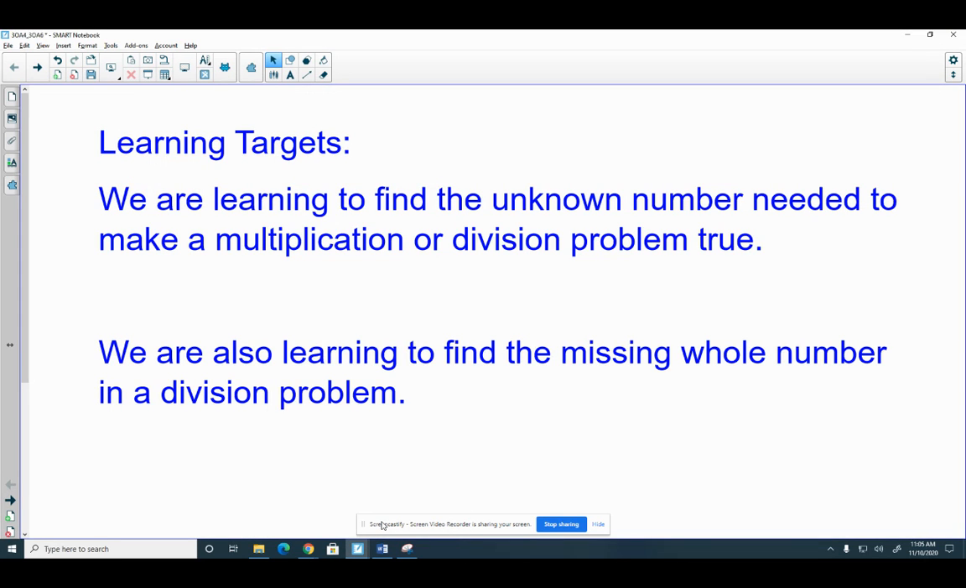Today's lesson is starting a new skill. It's actually two that we're going to be looking at together. So our learning targets for this week are that we are learning to find the unknown number needed to make a multiplication or division problem true. We are also learning to find the missing whole number in a division problem.